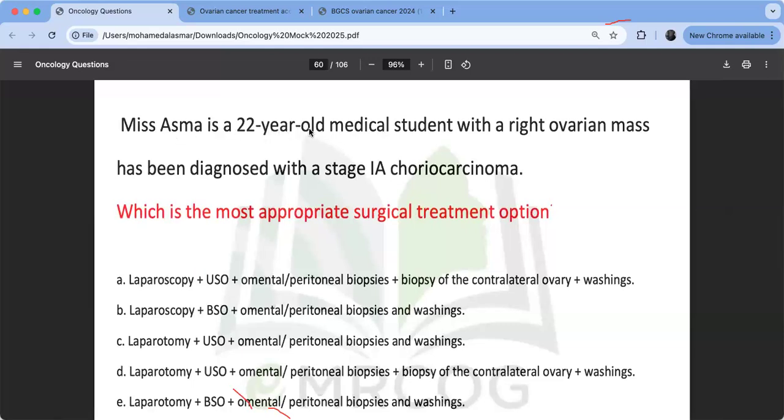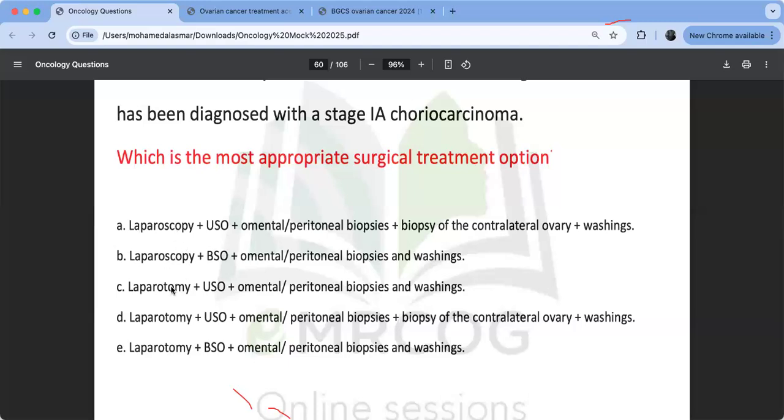Miss Asma is a 22-year-old medical student with a right ovarian mass, diagnosed with stage 1A choriocarcinoma. Which is the most appropriate surgical treatment option? Very common question in your exam. Very common. Is it laparoscopy or laparotomy? Laparotomy, okay. Laparotomy with unilateral or bilateral? Unilateral. So you are here to choose between C and D.